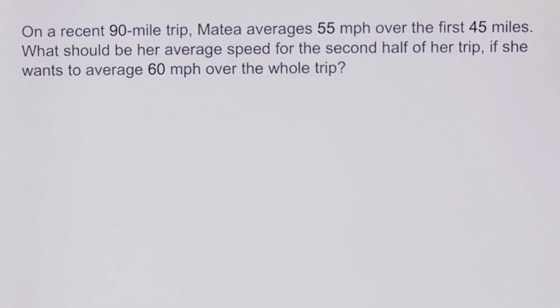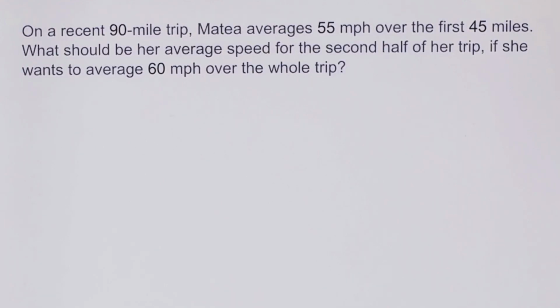Hello everyone. This video will show how to solve this classic word problem. On a recent 90-mile trip, Matea averages 55 miles per hour over the first 45 miles. What should be her average speed for the second half of the trip if she wants to average 60 miles per hour over the whole trip?